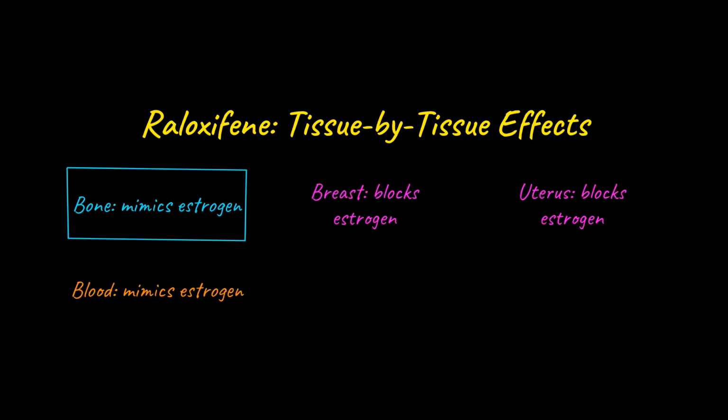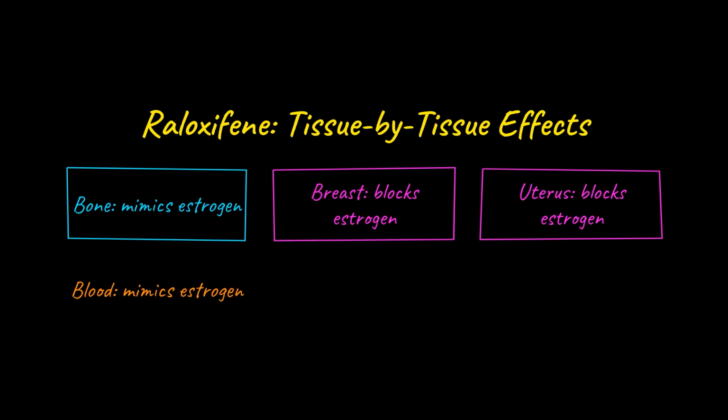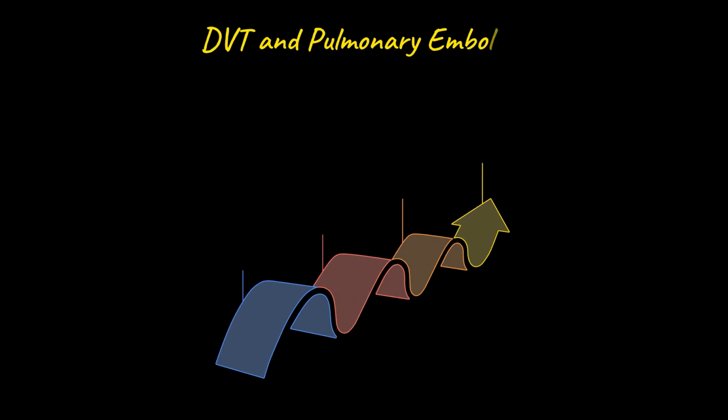In bone, it acts like estrogen, preserving density and slowing osteoporosis. In breast and uterine tissue, it acts as a blocker, avoiding cancer risk. But in the blood, it inherits estrogen's clot-promoting tendency, and that is the hazard nurses must manage.